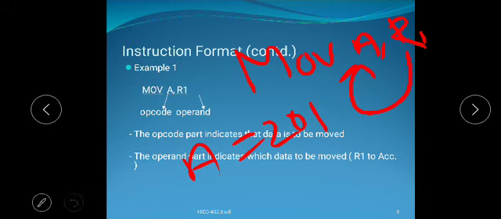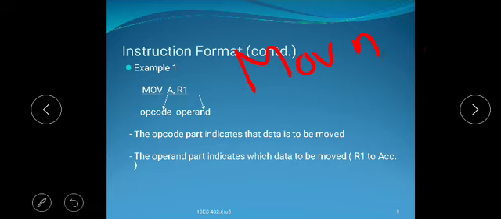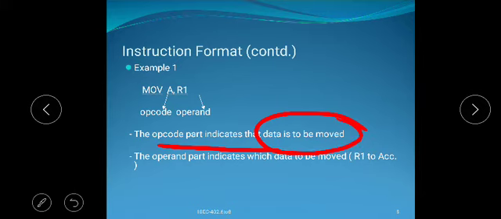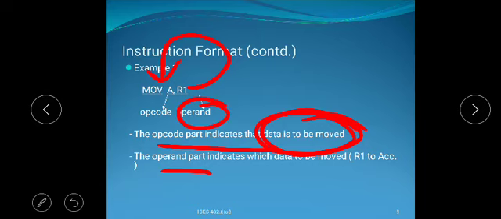The first example, MOV A, R1. Here A is the opcode and R1 is the operand. The opcode part indicates that the data is to be moved. That means R1 data is moved to register A. The operand part indicates which data is to be moved.